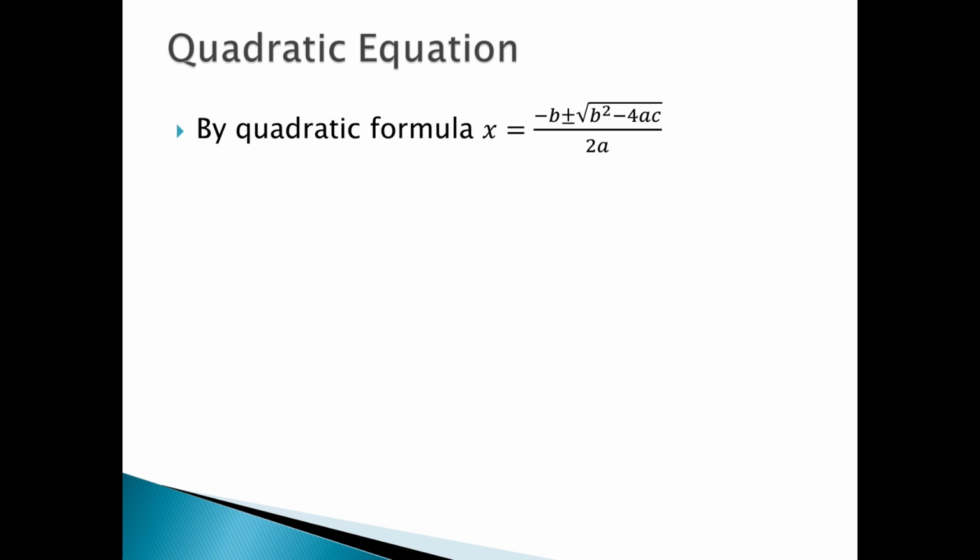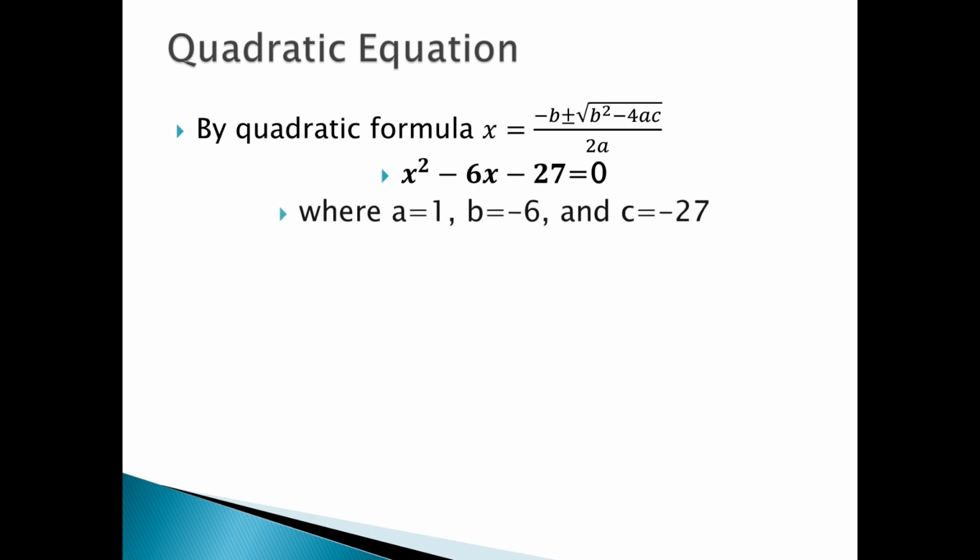Then the last one is by quadratic formula. You have to memorize this formula because you will be using it a lot of times. The values of x will be equal to negative b plus or minus square root of b squared minus 4ac all over 2a. Of course, the a, b, and c come from the standard form of the quadratic equation. So let's use the same equation given from the completing the square, where a is equal to 1, b is negative 6, and c is negative 27.